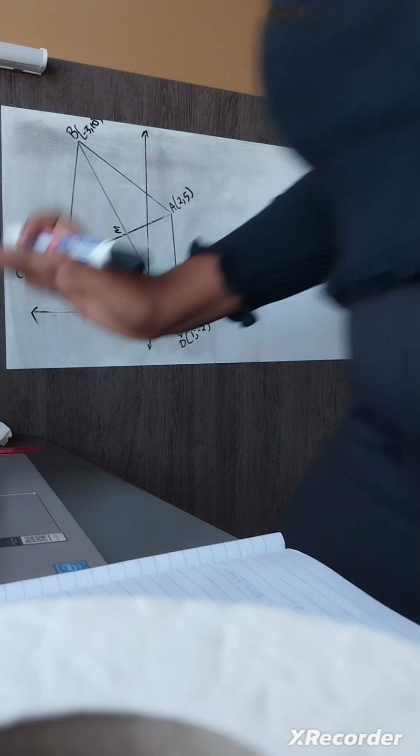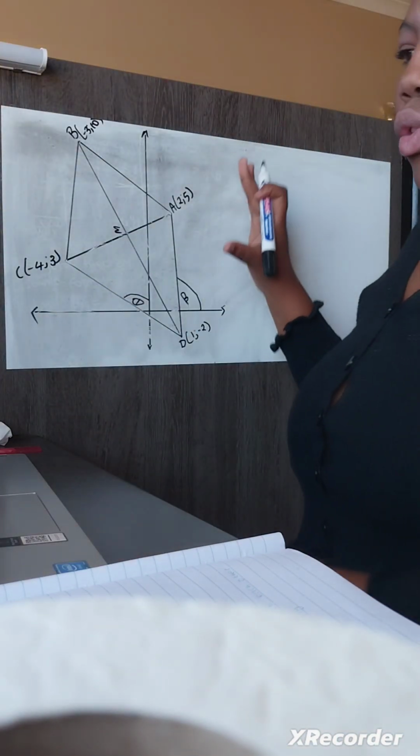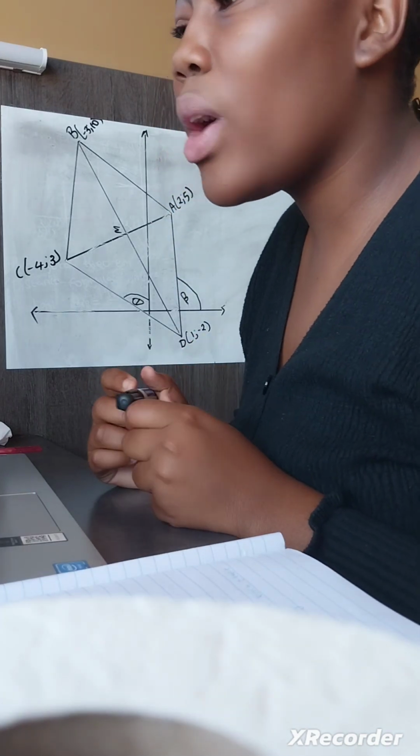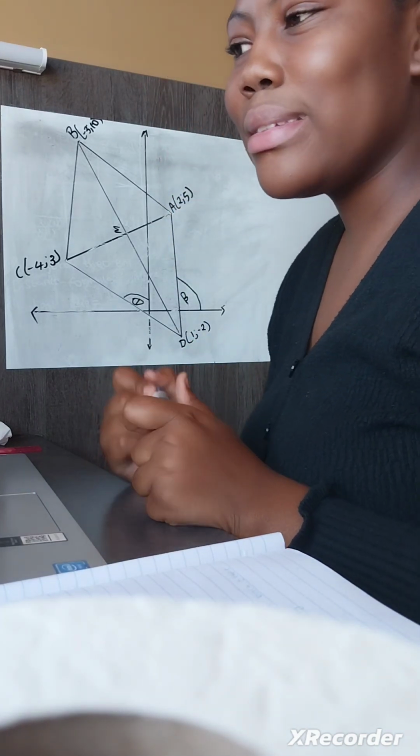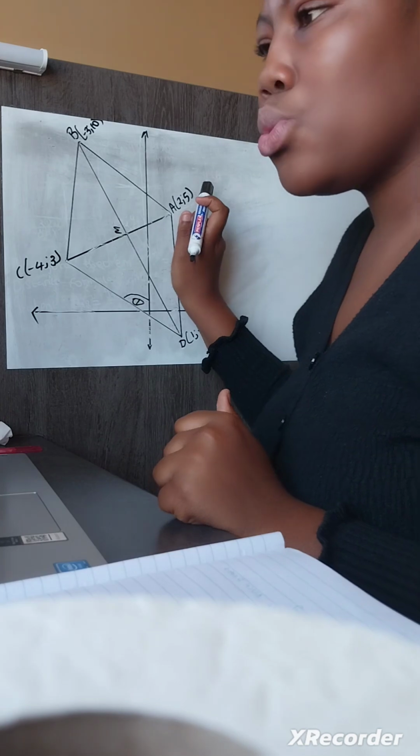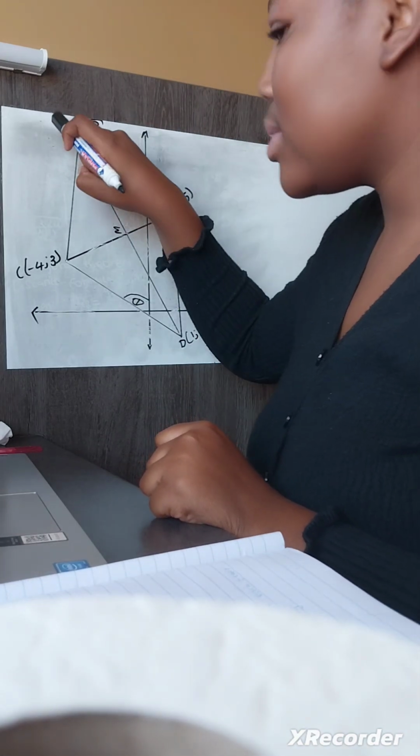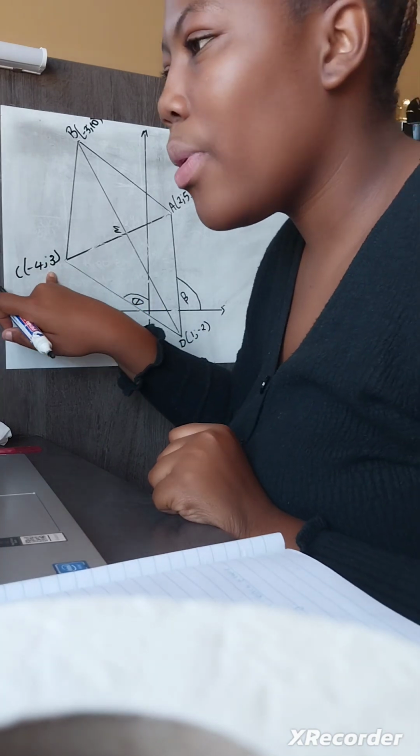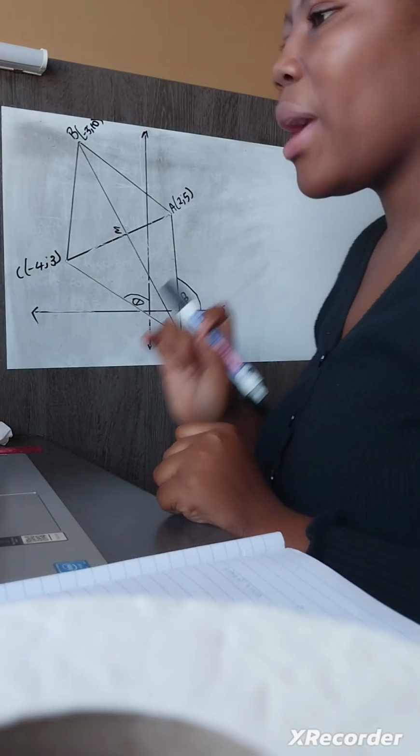Okay, so here is our diagram. It is said that ABCD is a quadrilateral with vertices A (2, 5), B (-3, 10), C (-4, 3), and D (1, -2).